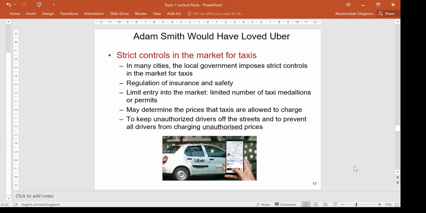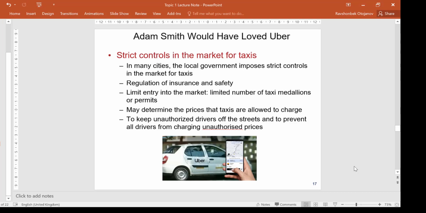We'll give an example now with the market for taxis. In many countries, the market for taxis is controlled. Local governments usually impose strict controls on the market for taxis, how much they can charge. They also impose strict regulations on insurance and safety of the cars. There is also some sort of limit to entry. Not everyone can just enter the taxi market, and the government determines how much you can charge. This may not be in the best interest of the consumers and also taxi drivers.